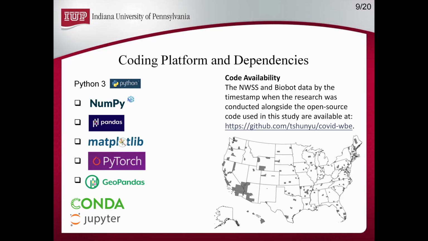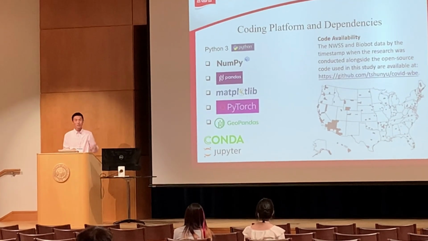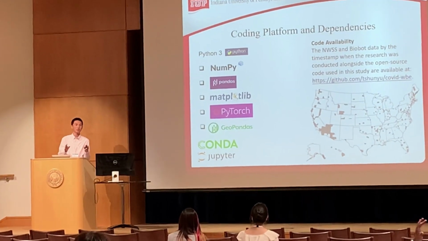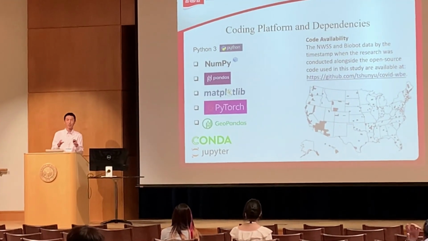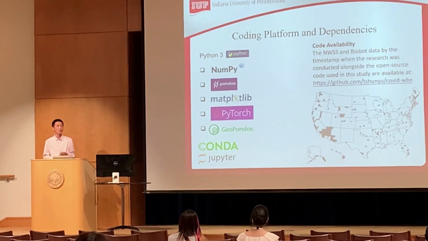To make this model, we use Python and several libraries, and the code is available in my GitHub if you want to look at it. And the map here shows where our data was scattered in the United States. It was 47 states, including Hawaii and Alaska. So it's pretty well scattered.